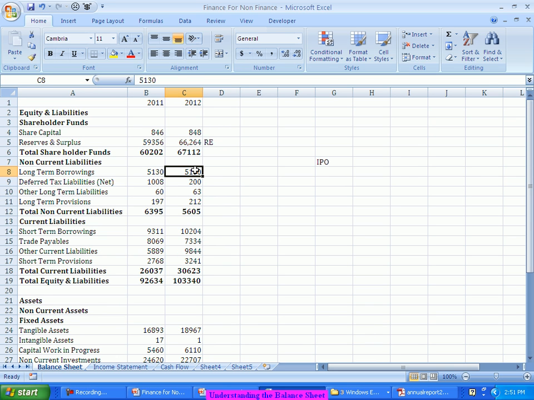The bank, I have taken a loan from a bank. The loan may not be cleared within the next 1 year. It may be a 5-year loan or something. It will take 3-4 more years to clear that loan. In that case, I will treat it as a long-term liability. So anything that the company is liable to pay to the bank, we treat under long-term borrowings.